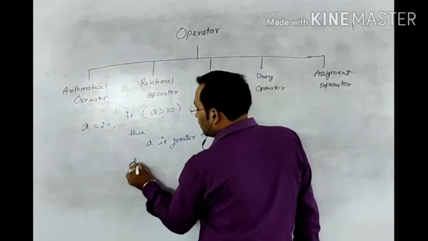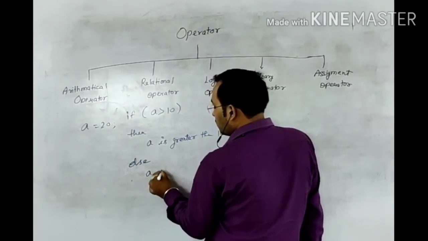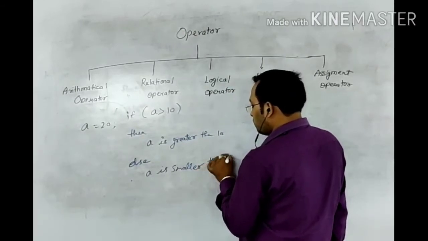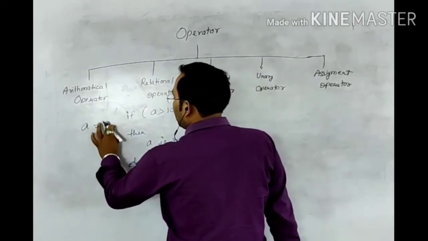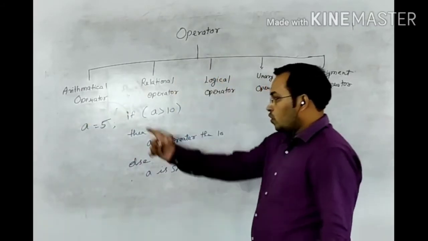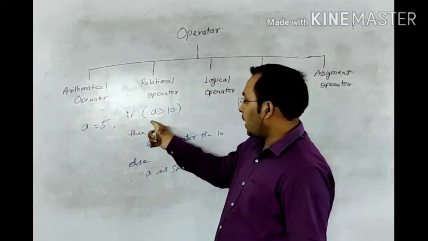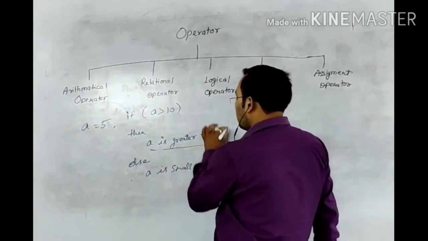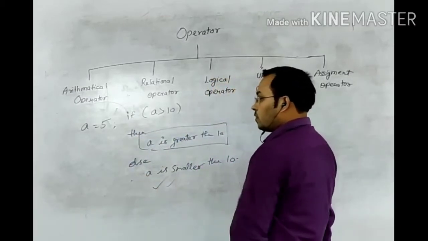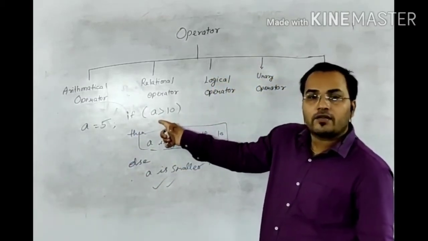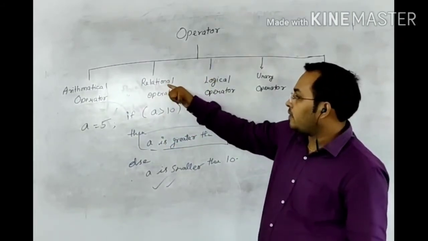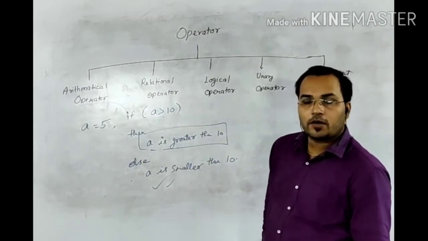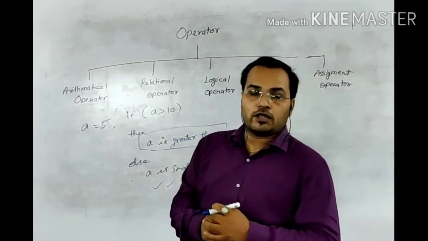If it is not there, else A is smaller than 10. Suppose here in place of 10 there is 5. So A equals 5. Condition is what? A greater than 10. 5 greater than 10? No, condition false. So this one will not execute. This one will execute. So these types of relations when we are finding in our program, in that condition we are using a relational operator. So this is the use of a relational operator, where we find out the relation.